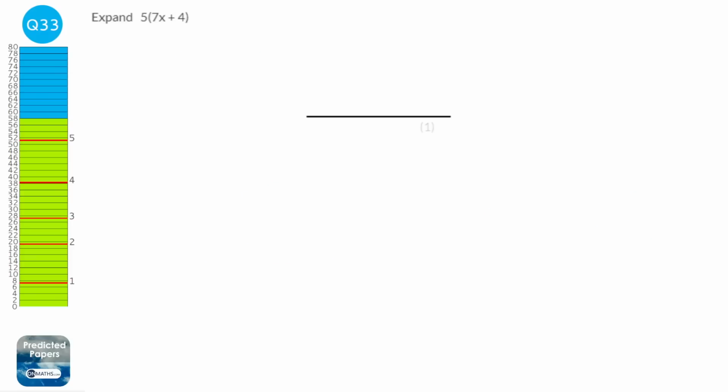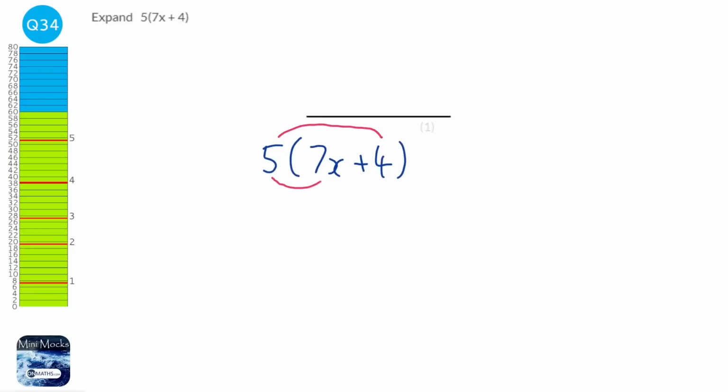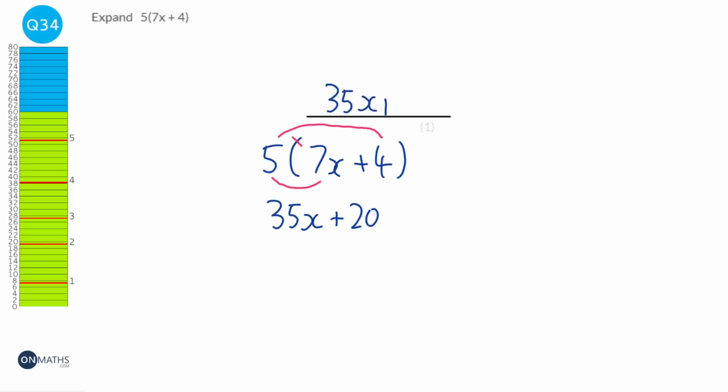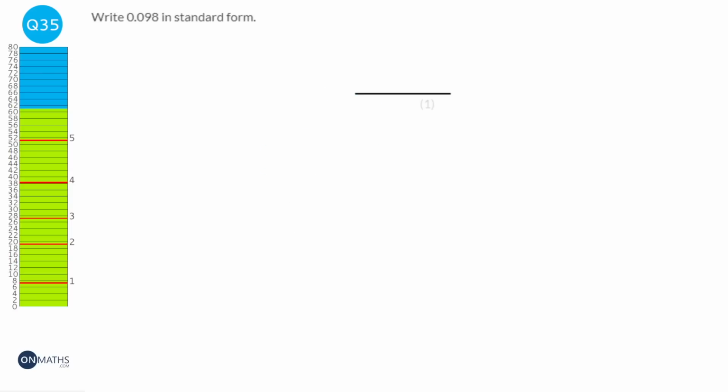I'm just going to write the question out a bit bigger, just so we've got more room. And there are loads of different methods of expanding brackets. I'm going to do smiles and rainbows. So we just draw a smile and a rainbow, and I put a little line there to remind me to times it. So we do 5 times 7, which is 35, and it's 7x, so it's going to be 35x, and 5 times 4, which is 20. So our answer is 35x plus 20.